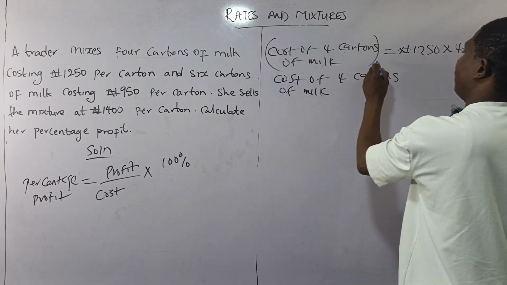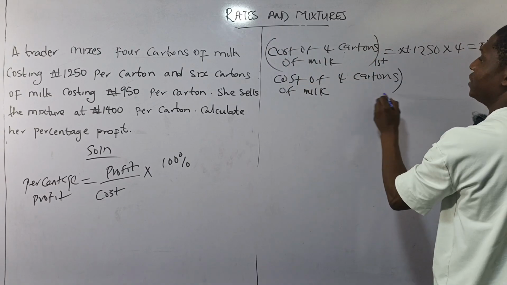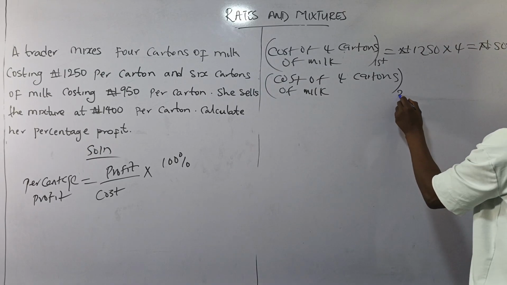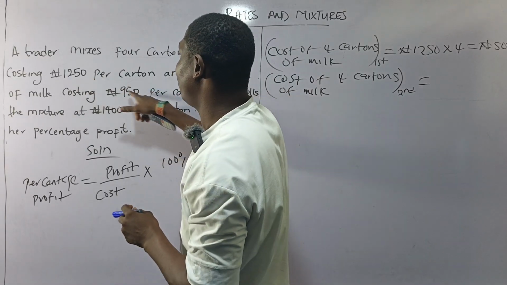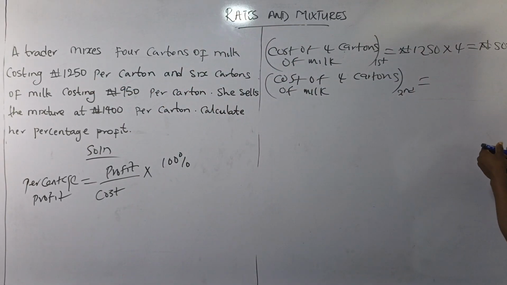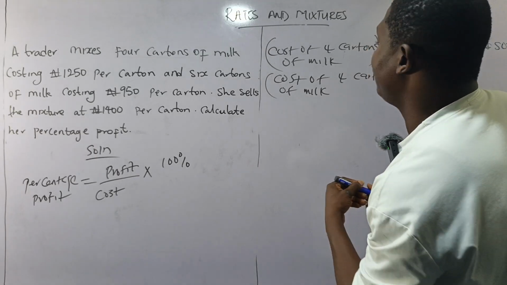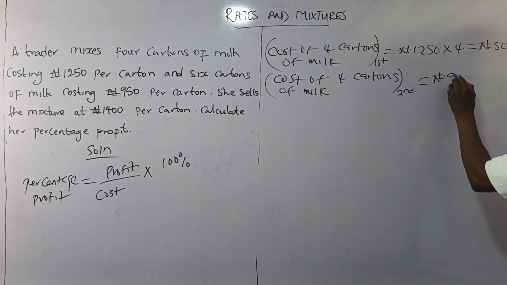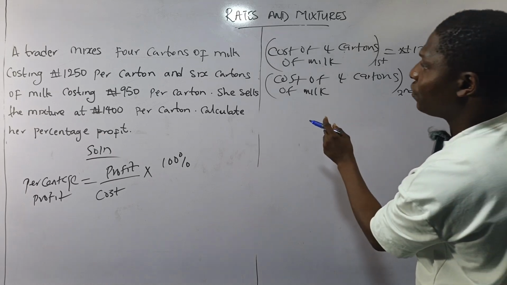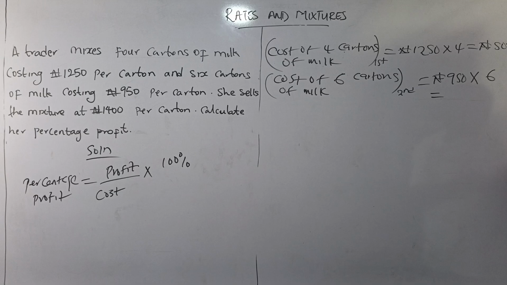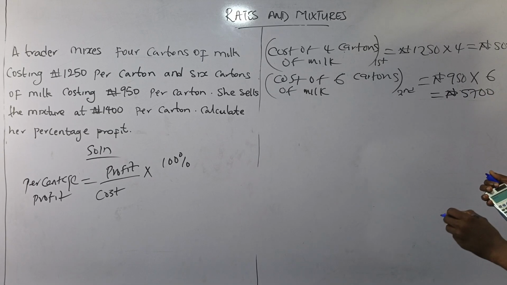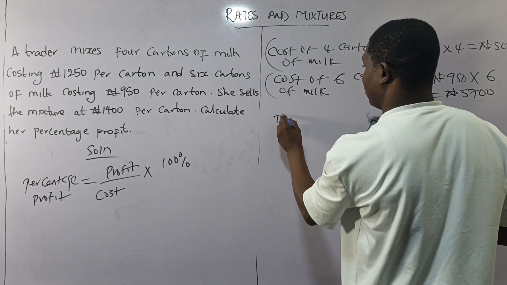Let's take this as the first, which is the first type of milk. And this is the second type. First and second, because they should be different products since the prices are different. Now, the second price was given to us as 950, which is 950 times 6, which gives me 5,700 naira.